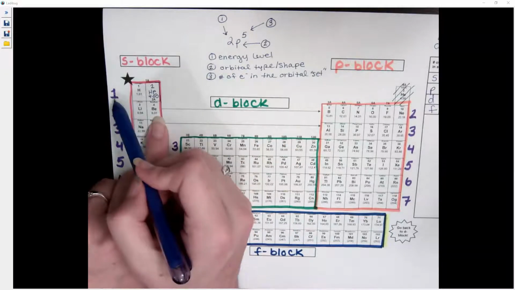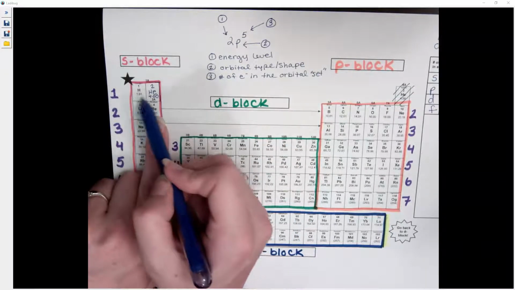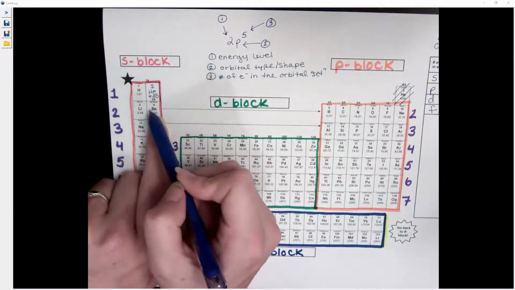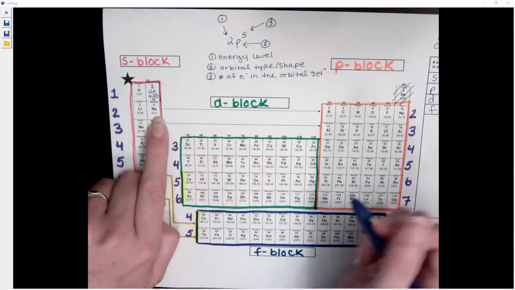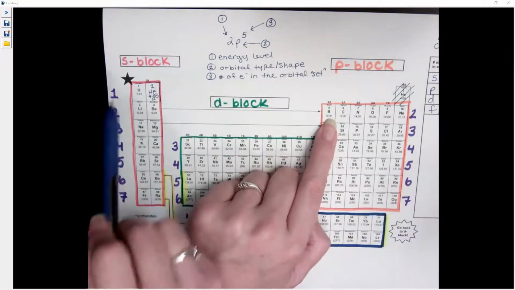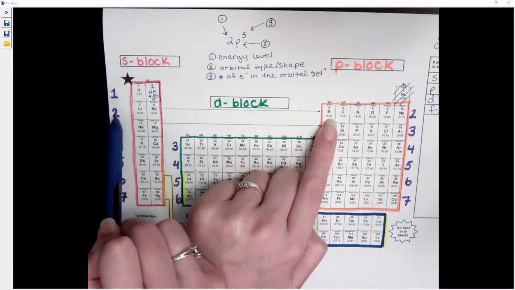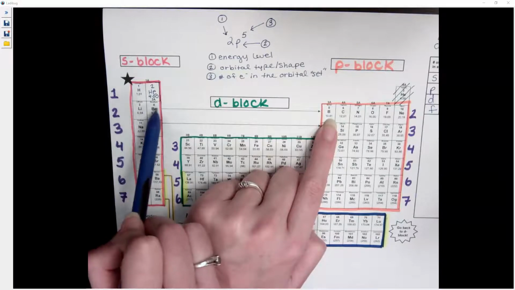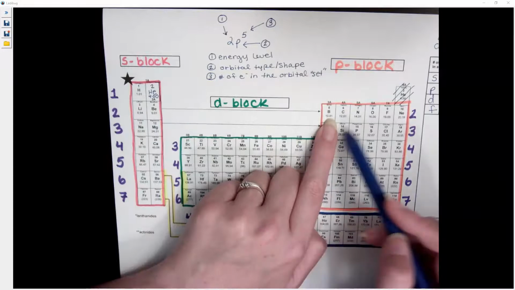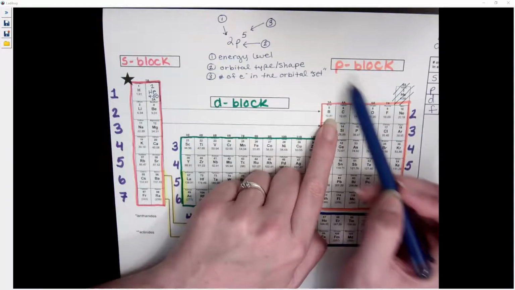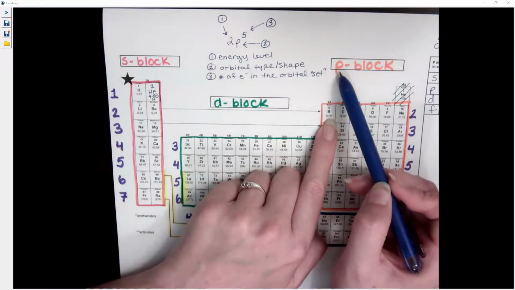Beryllium. 1s2, 2s2. Boron. 1s2, 2s2. Go all the way across. I'm still in energy level 2, but now I'm in the P block, so my counting starts over.